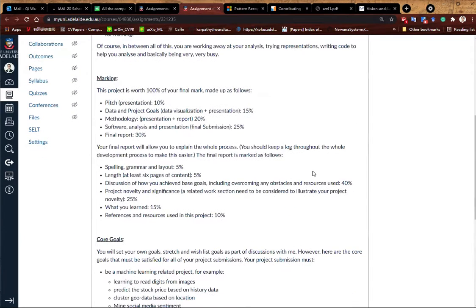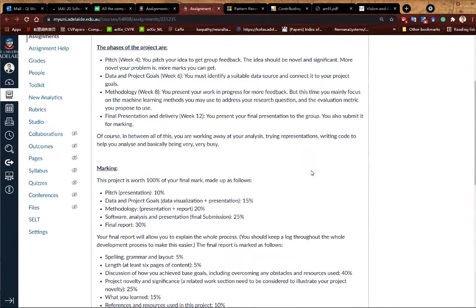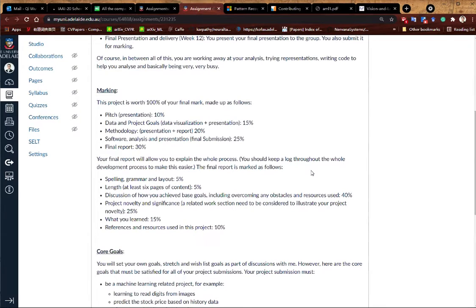I can answer anytime. So, marking, which is very important. The project is 100% of your final mark. We don't have a hurdle for this assignment, so don't worry about that. The pitch is 10%. Data and the project is 15%. The methodology is 20%. Software analysis and presentation is 25%.